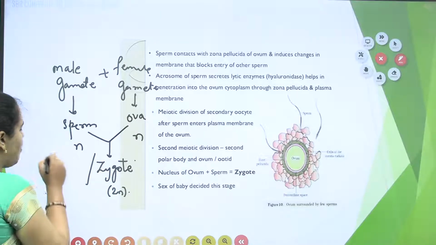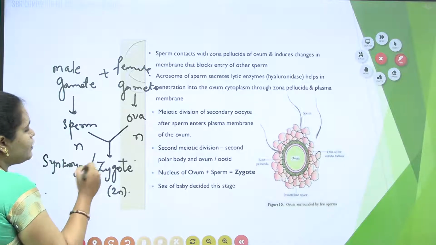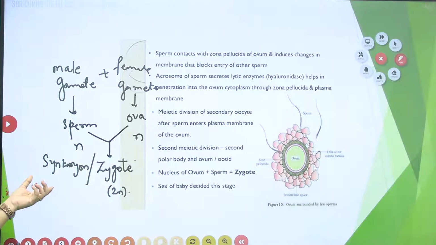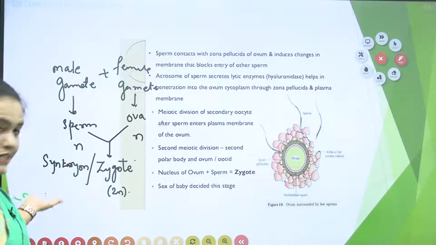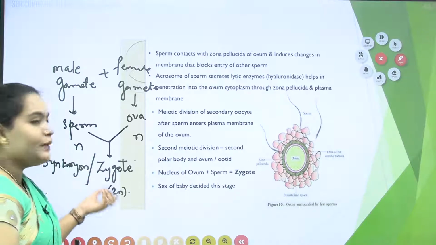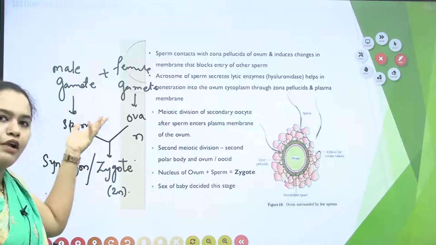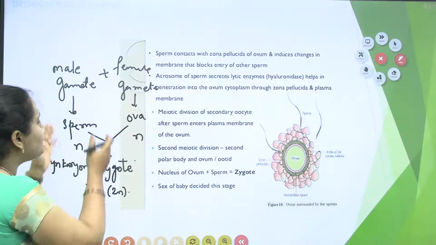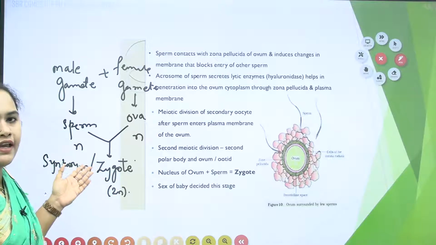Zygote is also called synkaryon. Remember, commonly we'll call it zygote, but another name is synkaryon. Okay. So zygote or synkaryon will be diploid, because the gametes will be haploid, we have read already. And this union of these gametes to form the zygote is called fertilization.